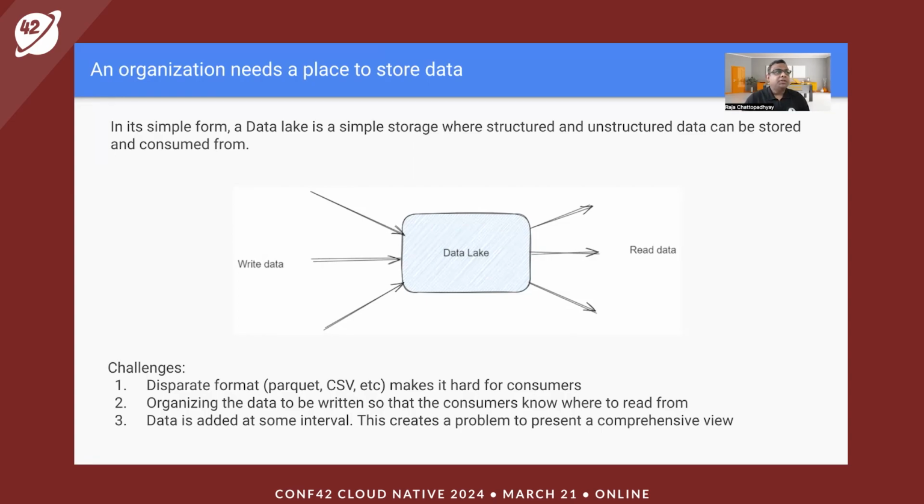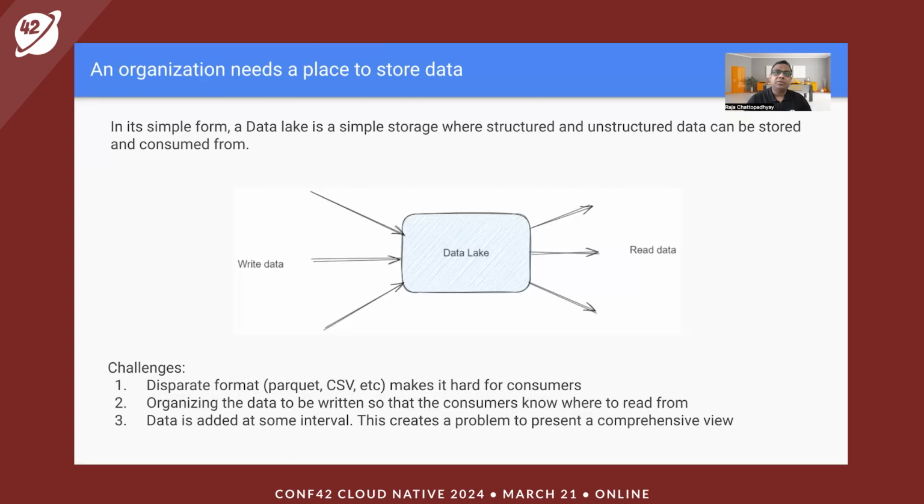So in short, in its basic form, an organization will need a place to write data that will be consistent and durable. They will also need a way for consumers to consume that data in a consistent way. This could be as simple as S3 in AWS. This will store data that can be structured, unstructured, or semi structured.